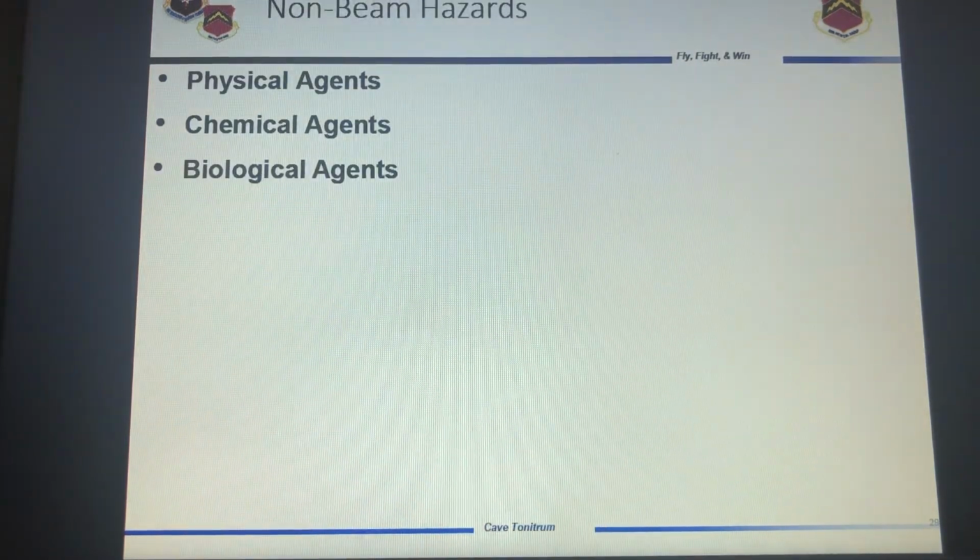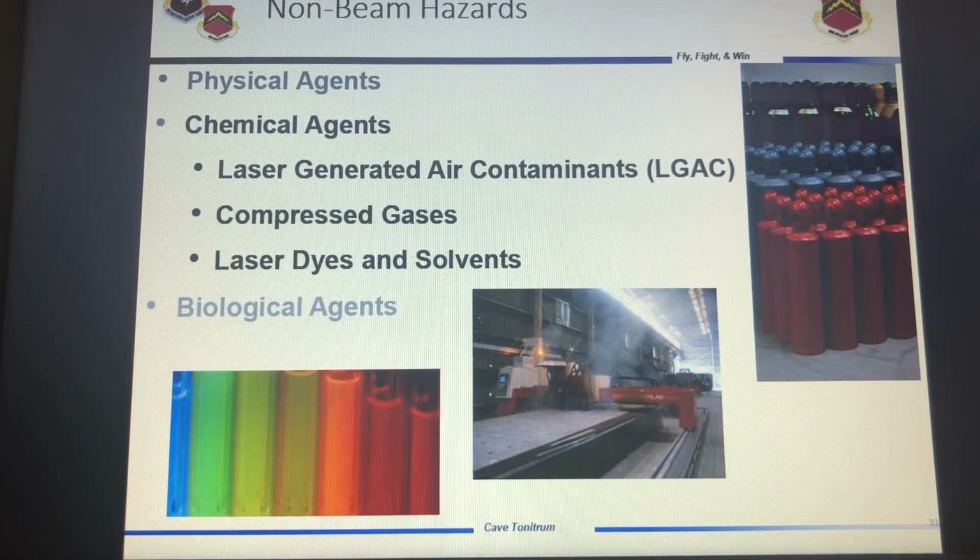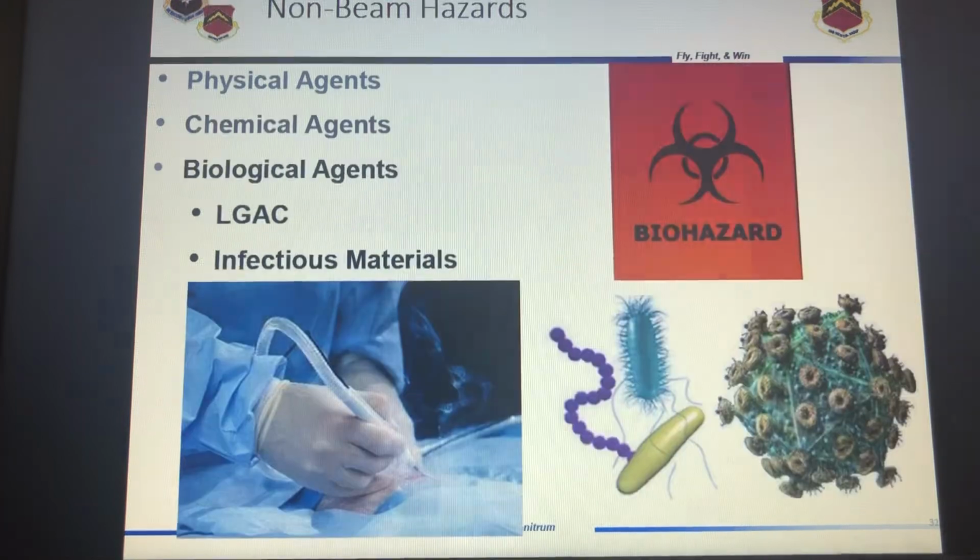Some of the non-beam hazards not really applying to this laser would be physical agents, chemical agents, and biological agents. Some of these are in there, such as noise and plasma radiation, that we don't worry about. The chemical agents are all in a protective housing and should really not be an issue for us, as well as biological agents.